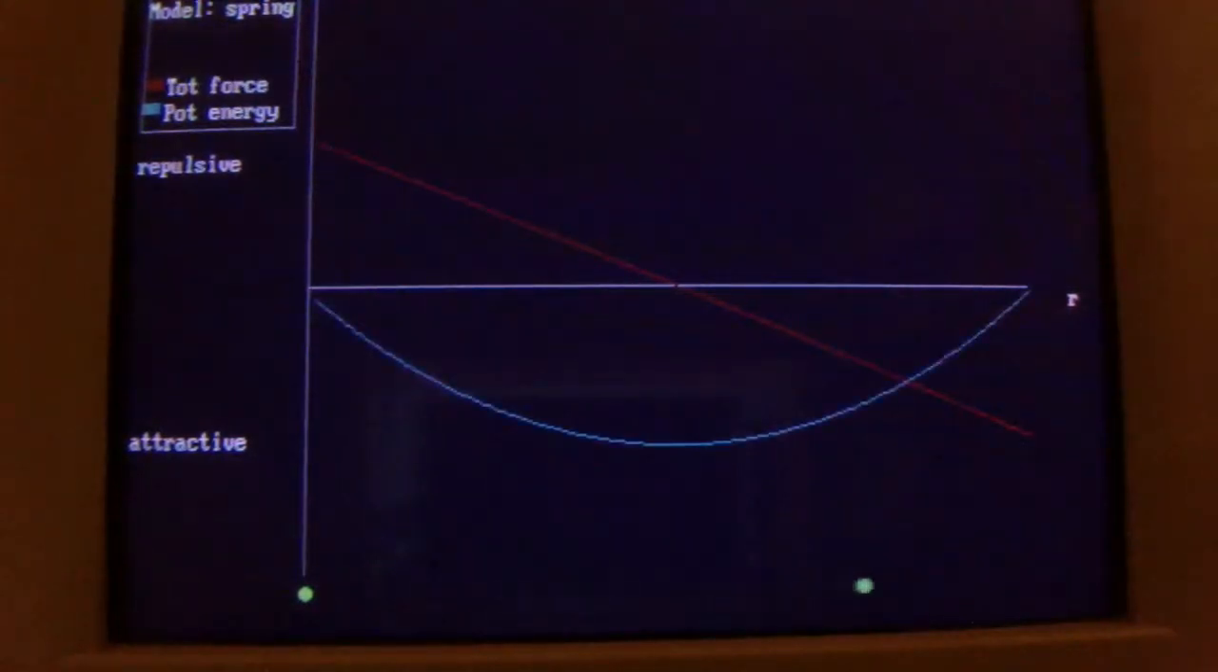Here we have a model using an invisible spring between the atoms. The equilibrium position is in the middle of the range of this motion. Let's take a look at the total force. It's that straight line that we get from a spring. What about the potential energy? It's at a minimum at the equilibrium position.